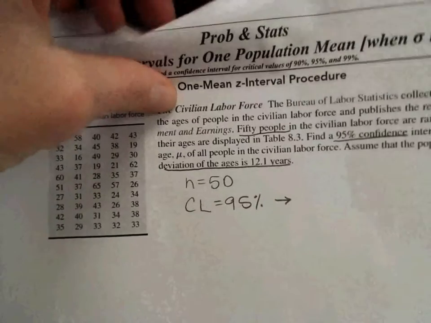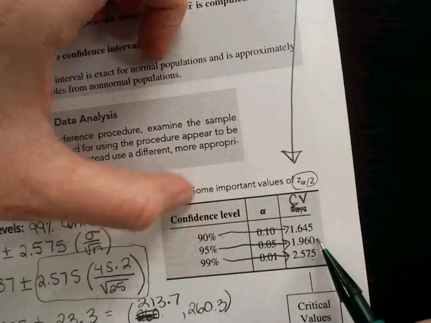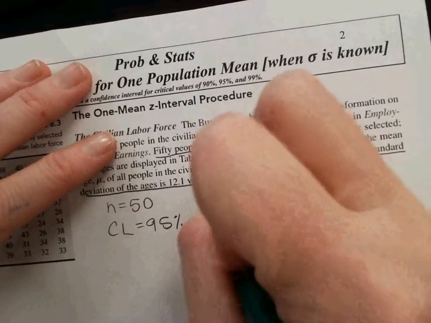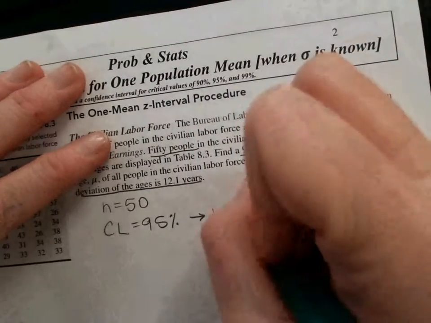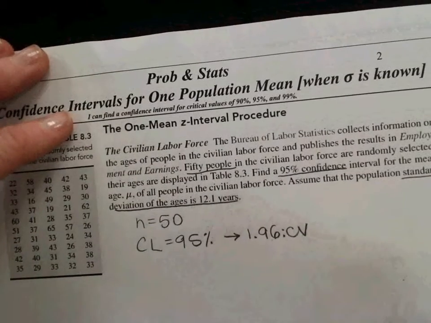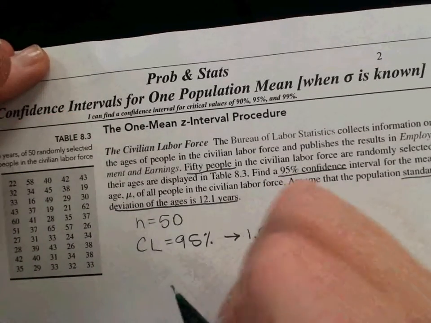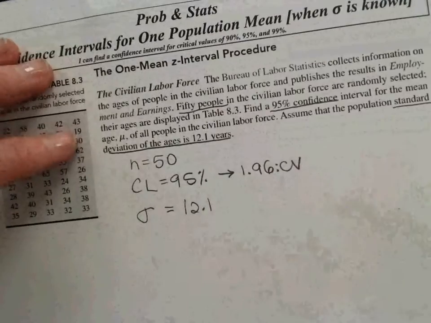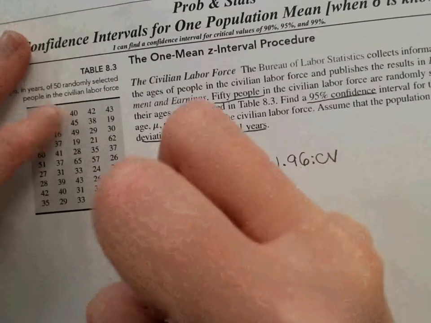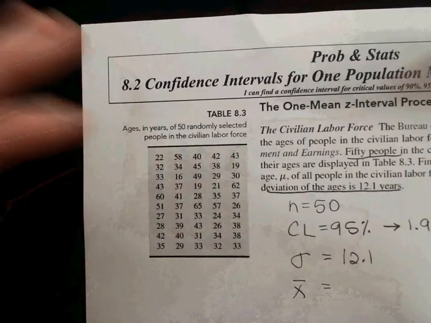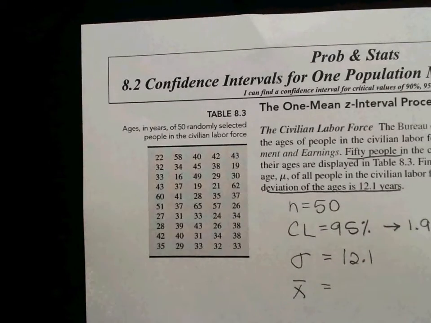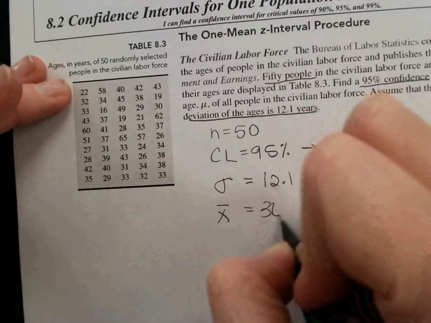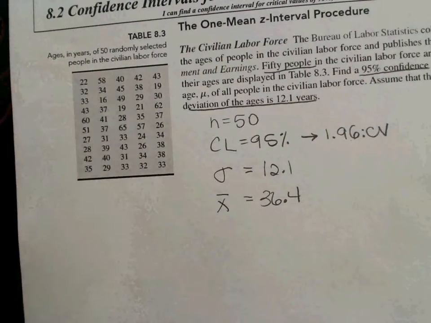You have to look up the critical value. You're going to start to memorize these. For a 95% confidence level, we have a 1.96 critical value. And then I have my sigma, 12.1. And finally, I need an X bar. We have one sample, so we could add those all up, divide by 50, and we would get 36.4. Lucky for you, first period did that.